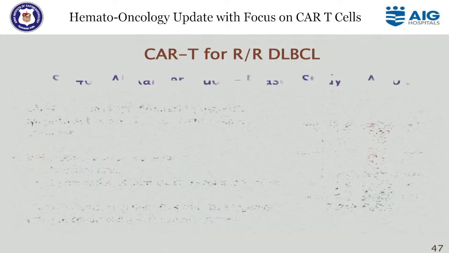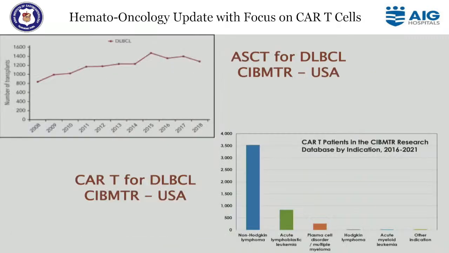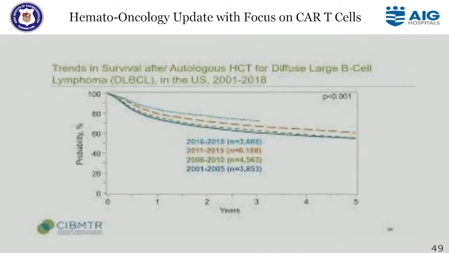Most important, I found this, the trends in the US for autologous transplant. The upper curve shows there has been a dip, but that dip is not steeply continuing down. Still, about 1100, 1200 patients are undergoing autologous transplant as per the CIBMTR 2021 data. And you can see the CAR-T numbers are shooting up, 3500 for the entire non-Hodgkin's lymphoma subgroup.